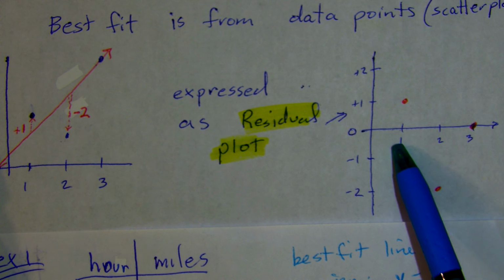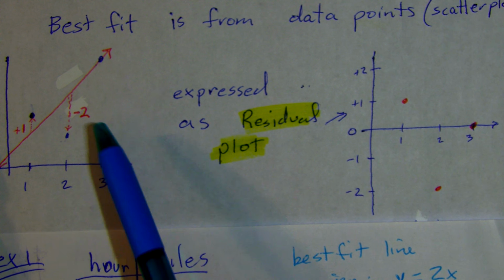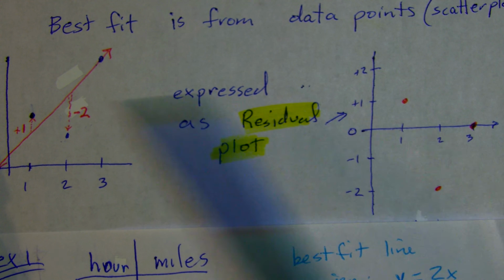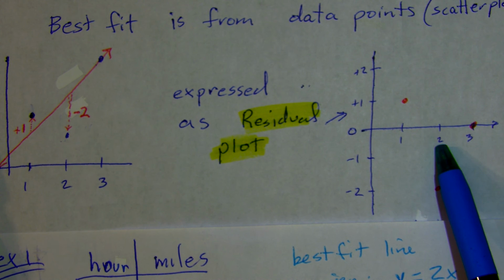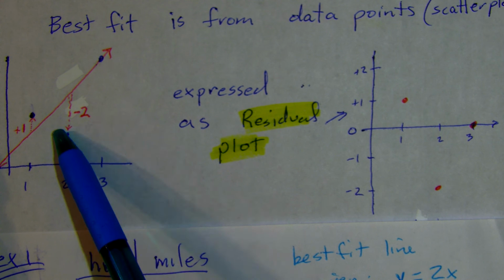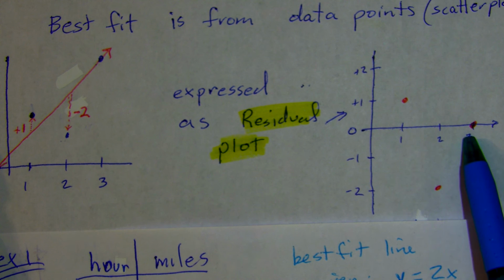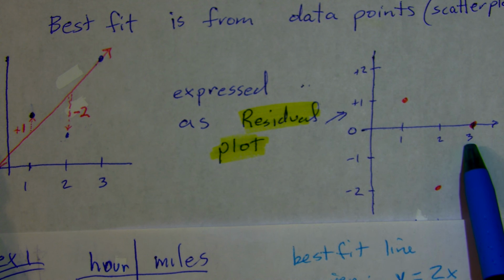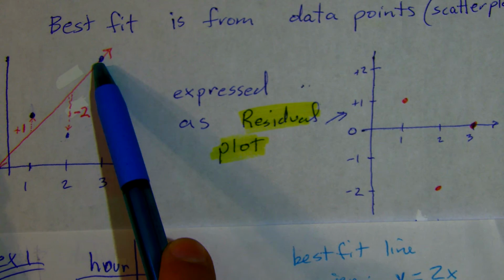So this is saying at time 1, the data point is +1 away from the line of best fit. At time 2, the data point is -2. It's 2 below the line of best fit. And at time 3, because it's at 0, we know that at time value 3, it's right on the line.